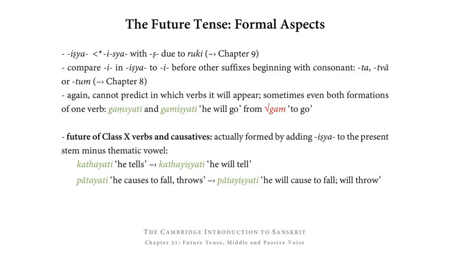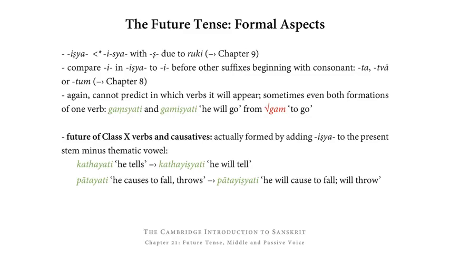We can, however, predict the future of one specific kind of verb, namely class 10 verbs, and related to those causative verbs. These are formed by adding ishya, only ever ishya, never sya, to the present stem minus the thematic vowel. So, for example, from a class 10 verb such as kathayati, he tells, we get the present stem kathaya. From that we take away the final a, and we add ishya, giving us kathayishyati, he will tell.